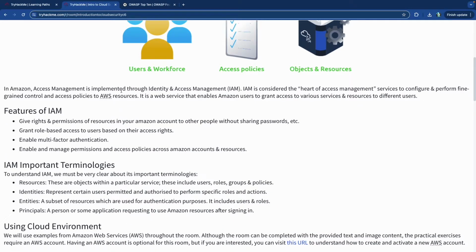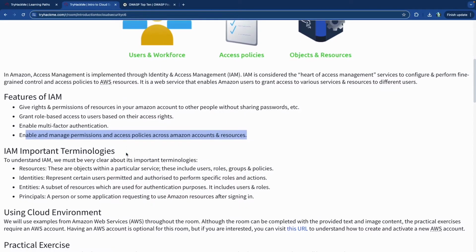In Amazon, access management is implemented through Identity and Access Management. IAM is considered the heart of access management services, used to configure and perform fine-grained control and access policies to AWS resources. It's a web service that enables Amazon users to grant access to various services and resources to different users. Features of IAM: give rights and permissions to resources in your Amazon account to other people without sharing passwords. Grant role-based access to users based on their access rights. Enable multi-factor authentication. Enable and manage permissions and access policies across Amazon accounts and resources.